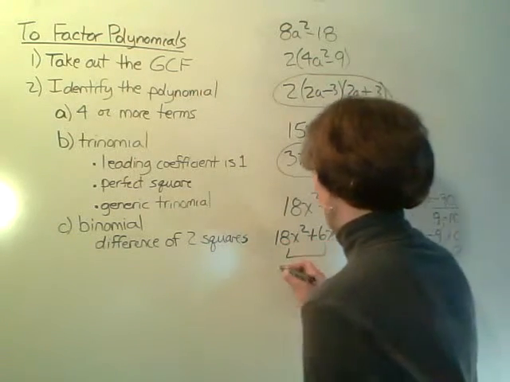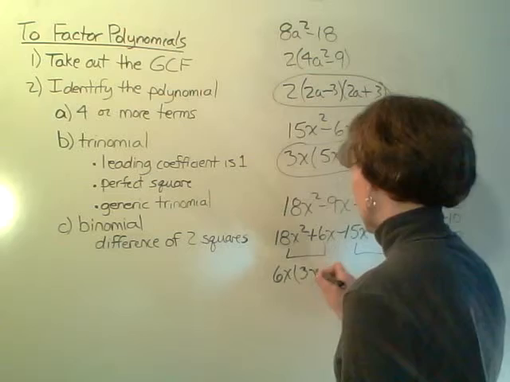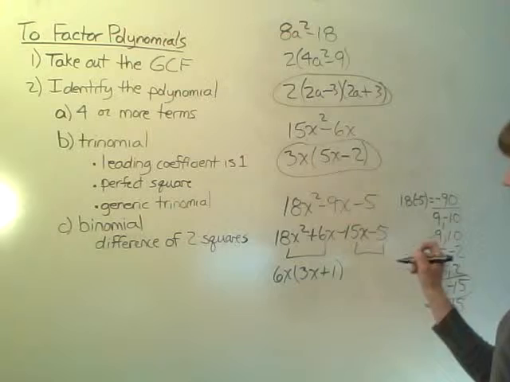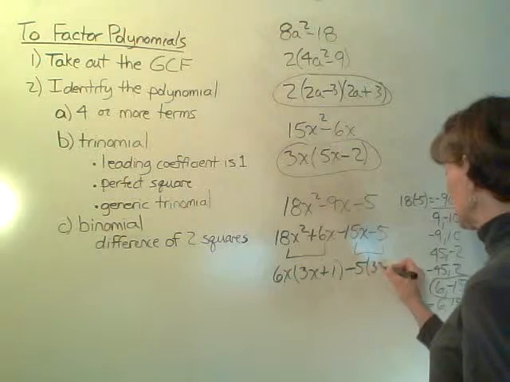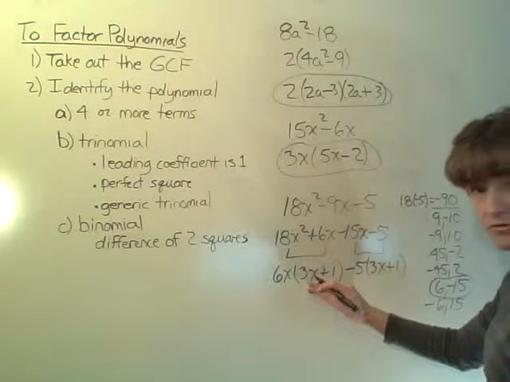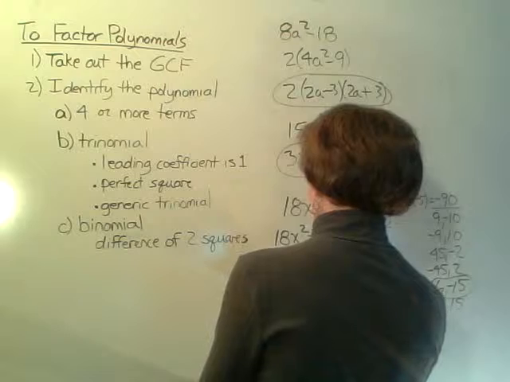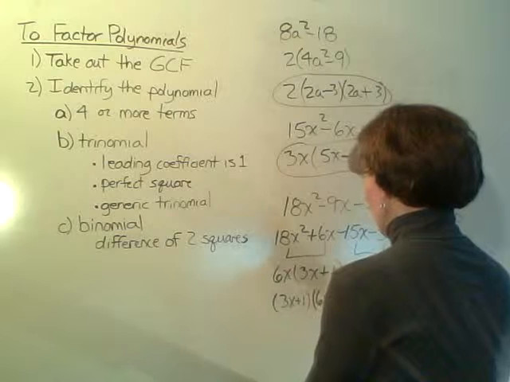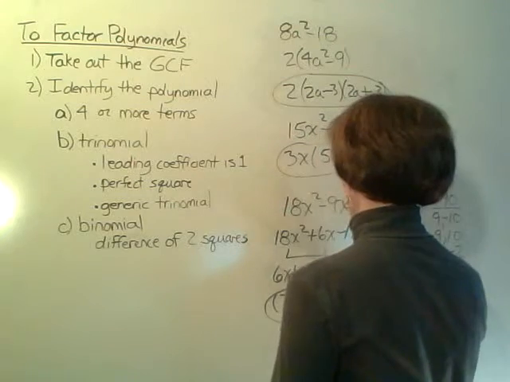All right, well, the first 2 terms have a 6x in common. Well, I pull the 6x out, I have 3x left here and plus 1 here. And then the last 2 terms have a negative 5 in common, so I pull out the negative 5 and I have 3x plus 1 here. Right, these are exactly alike. They have to be exactly alike in order for me to move forward. So I'm going to now factor out the 3x plus 1, which is the greatest common factor between these 2 terms. And I will have 6x minus 5 left. So I have factored my trinomial.